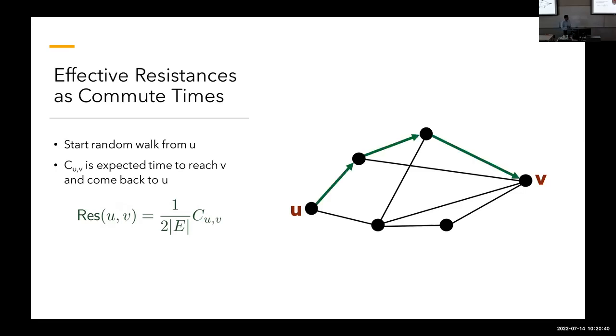As an example, I can get from U to V via these green edges, and then maybe I will come back using these red edges. So this would be a commute of size 6. Alternatively, I can take the following commute, which takes only 5 steps. So commute time is basically going to average the number of steps it takes over all possible choices in the random walk.